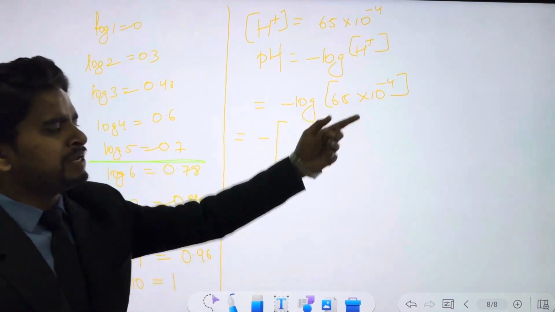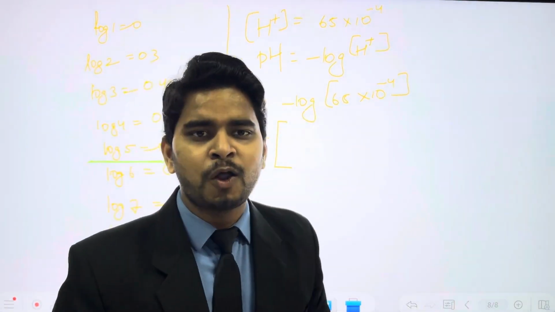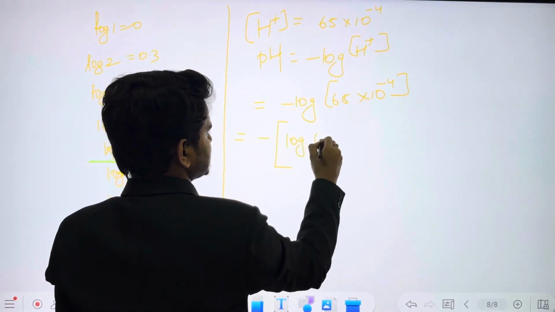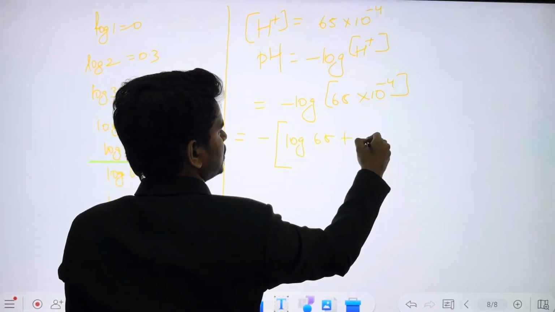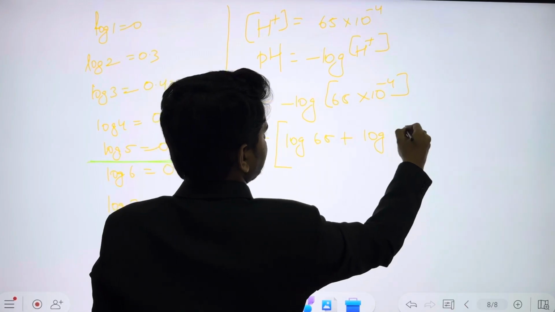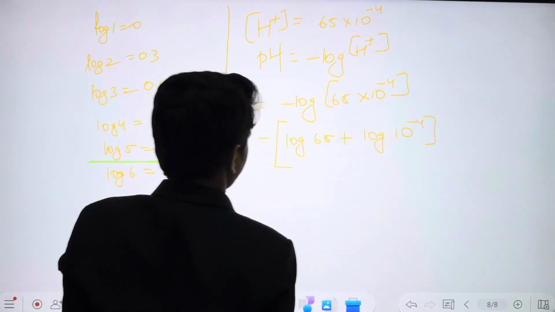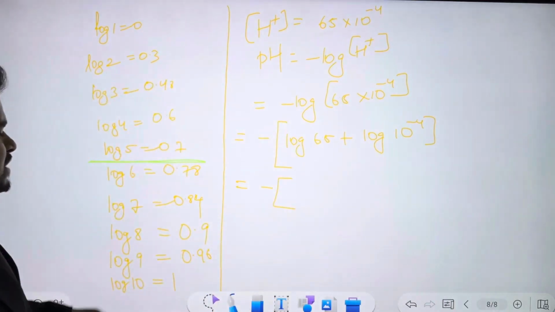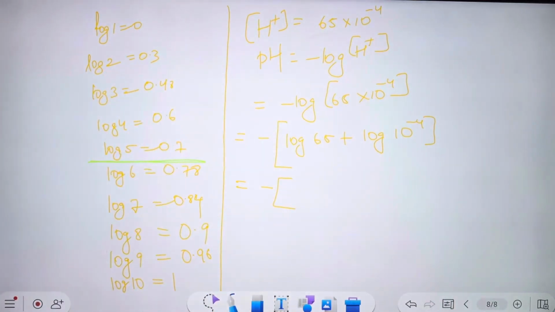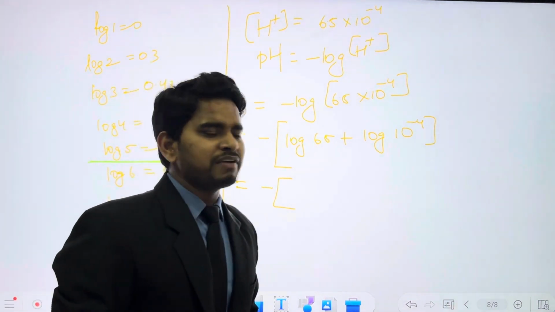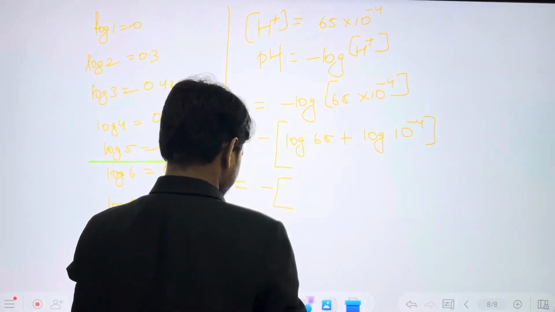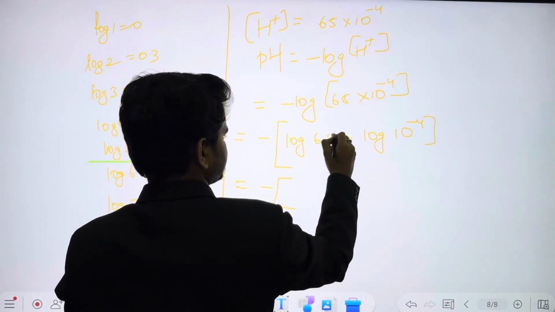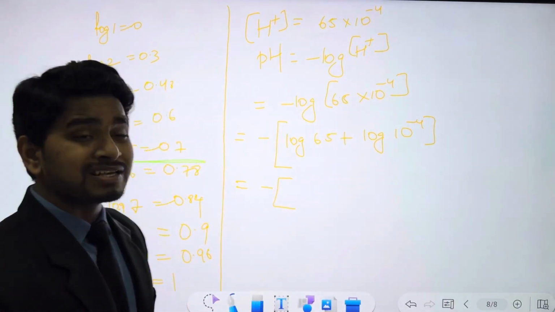Log A into B can be written as log A plus log B. So let's write it as log 6.5 plus log 10 to the power minus 4. We know the log 6 value is 0.78 and the log 7 value is 0.84. So log 6.5 will lie between them. This is 6.5, guys. So my question is, what do you think can be the value of log 6.5?